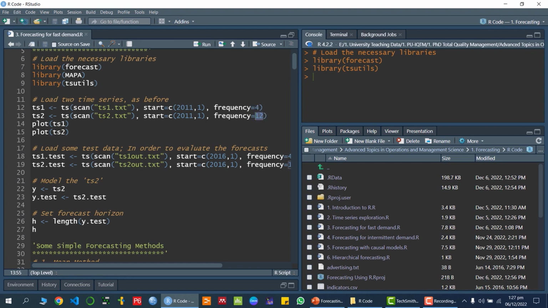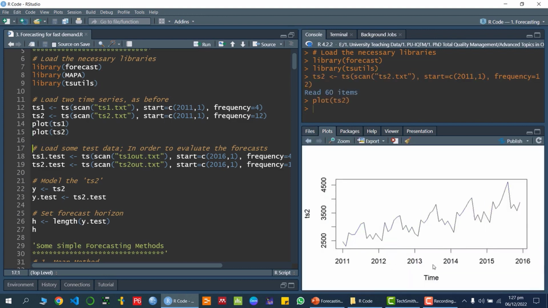So that means first of all, with the help of this ts, we are converting this data set into the time series, and then I am storing it into ts2. Then I am going to plot this data set. As you can see, on the x-axis we have the time, on the y-axis we have the actual data set, which is basically the monthly data set.